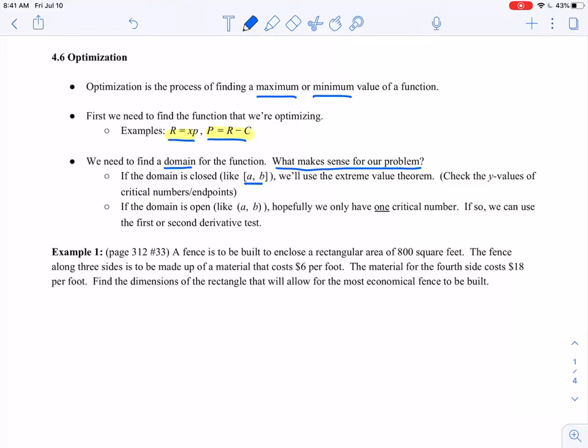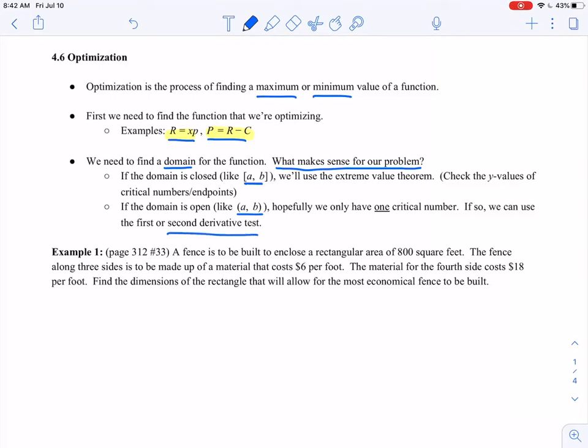If the domain is open, A to B, so we're not containing our endpoints, then we kind of just have to hope that we really only have the one critical number, because like we said in the last section, it's a lot harder to draw conclusions about open intervals when you're talking about absolute extrema. So we kind of just have to hope and pray that we have exactly one critical number. And if we do have exactly one critical number, then we can use either the first or the second derivative test. It's really up to you.